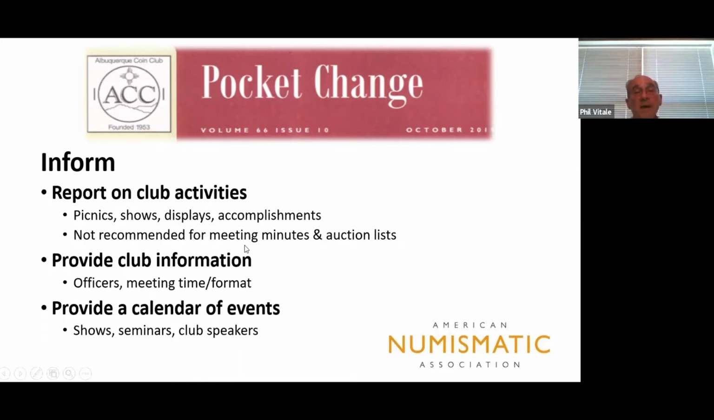I don't recommend meeting minutes and auction lists as part of your newsletters because they take up valuable real estate. I, in particular, take an auction list and put it as a separate insert into the newsletter. Provide club information. It's important that people know who the officers are, what the meeting time is, what the format is, what to expect. And obviously a calendar of events for shows, seminars, speakers, who's doing what, when, and how.